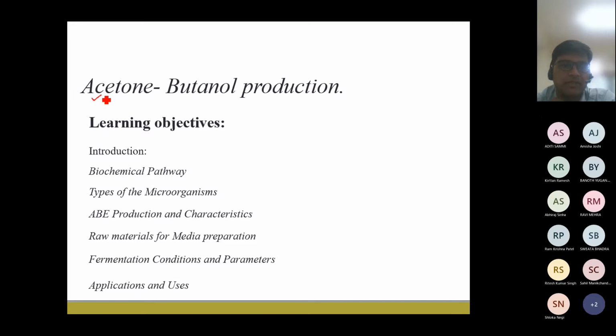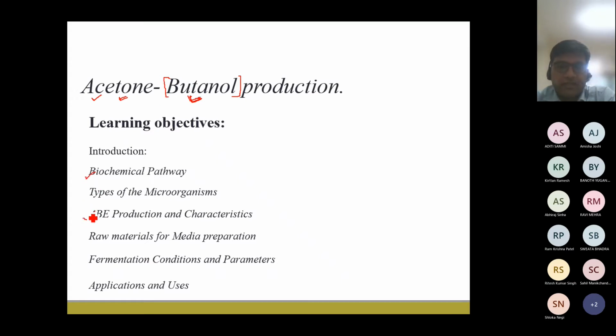The acetone here is an organic solvent, which is also a volatile material, and is generally used in the industries, especially the chemical industries, for different other applications. And then we have the butanol production, where the butanol is a type of alcohol, and mostly used as a fuel additive.